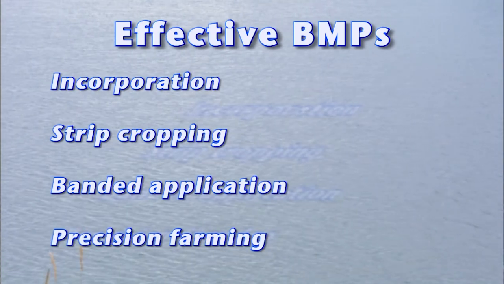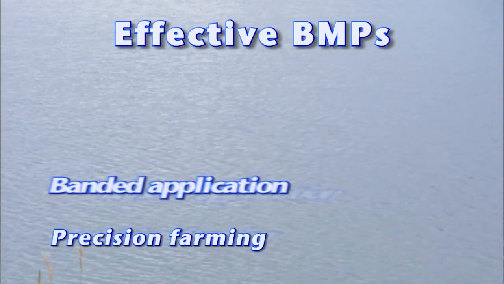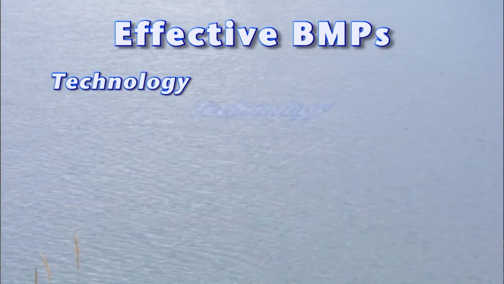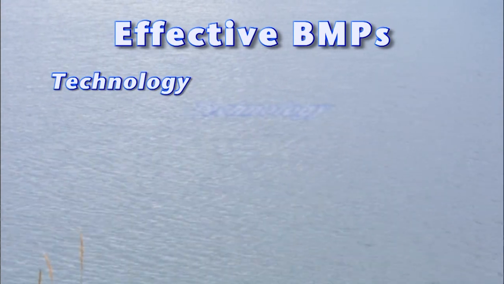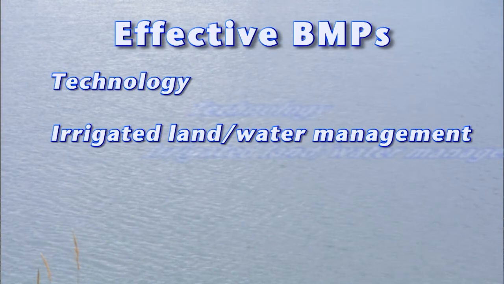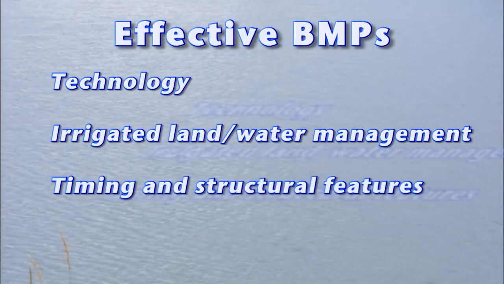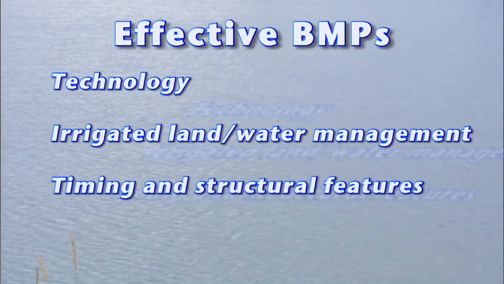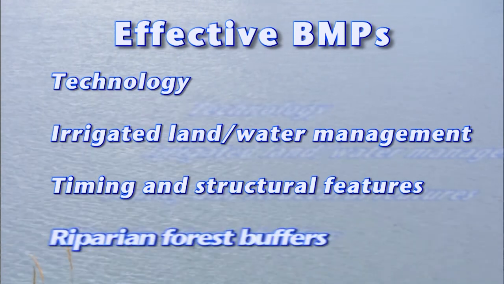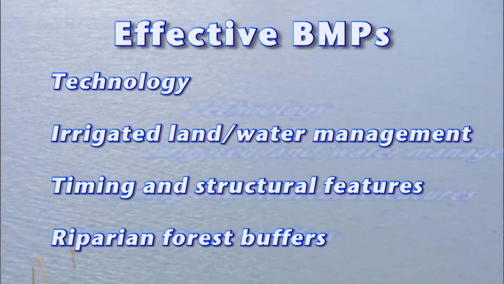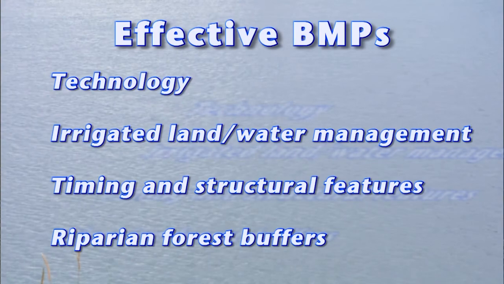Precision farming. Technology to reduce application in setback areas. Irrigated land and water management. Timing and structural features to prevent water runoff. Riparian forest buffers intercept pesticides, nutrients, and sediment, and buffers streams.